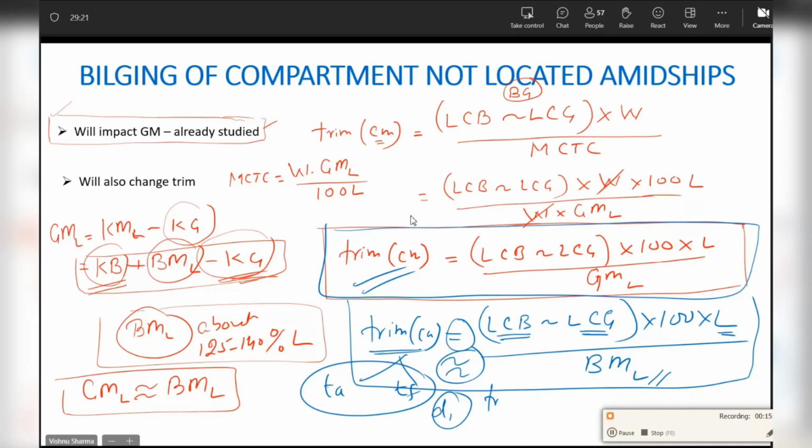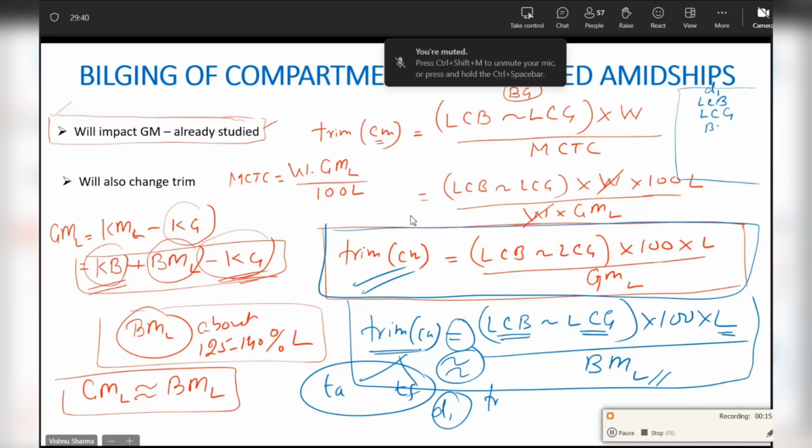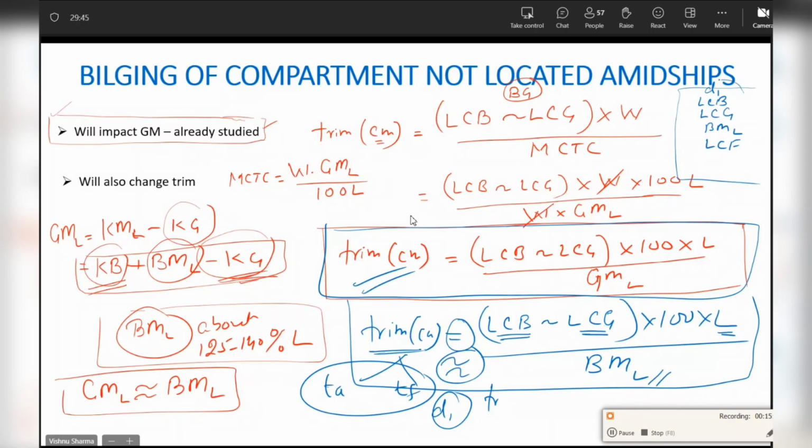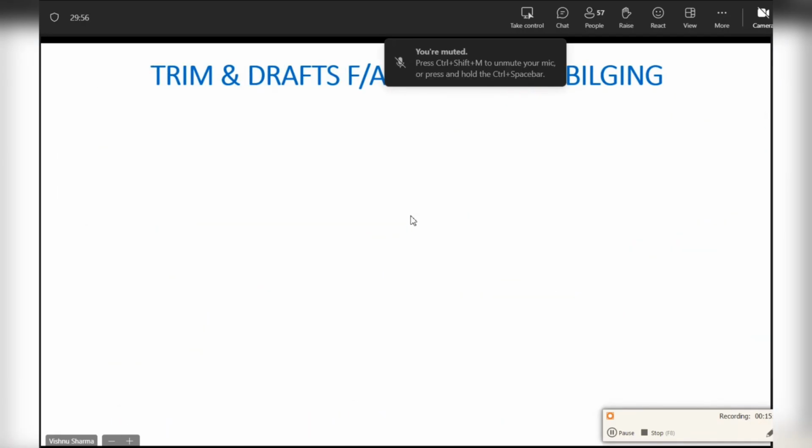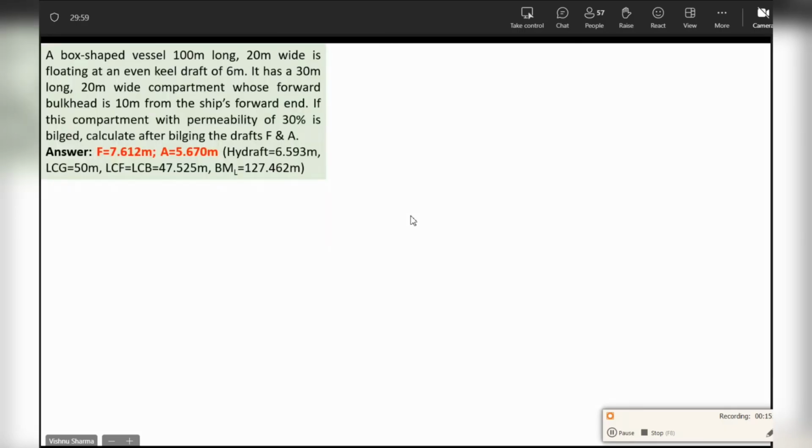So if I summarize, for solving these questions, I need D1, I need LCB in the bilged condition, I need LCG in the bilged condition, I need, what else do I need? I need BML in the bilged condition, and I need LCF in the bilged condition. If I can get these 5 things, I'm done with the question. Then there is nothing left to be attended to. So in the question that follows, our focus shall be on these 5 things.